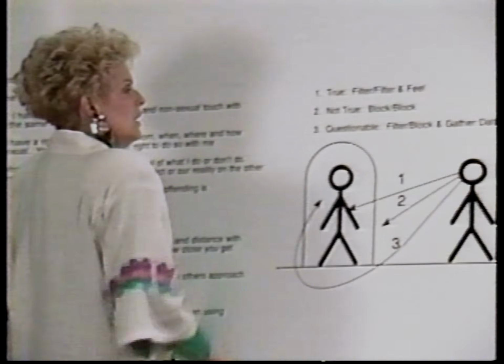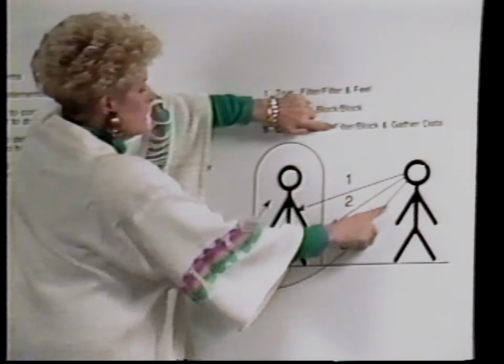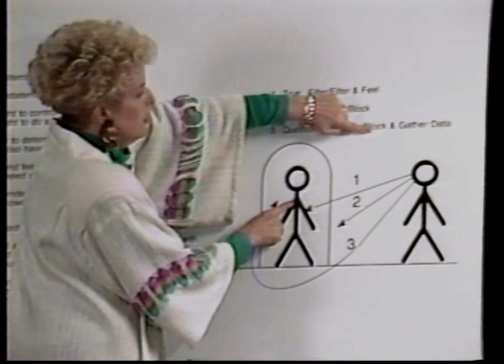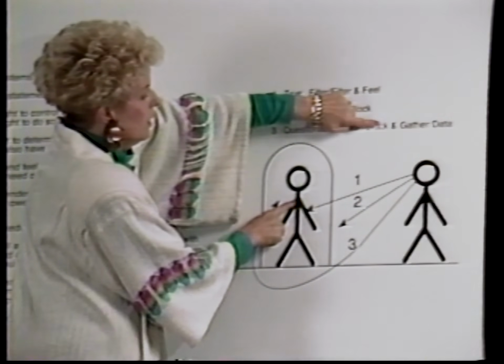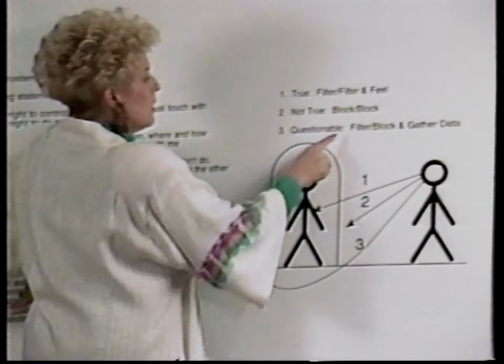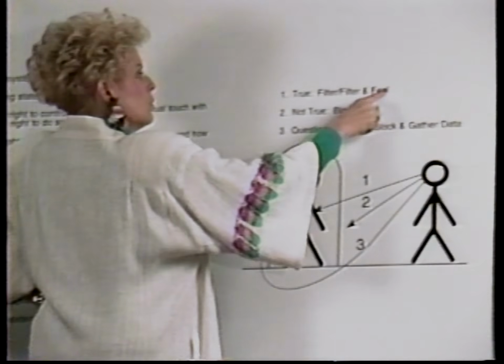If he determines, I can't figure out whether this is true or not, what he is to do is filter it through the external boundary, block it at the internal boundary, not take it in, and go back and get more data about the situation so he can eventually move it from questionable to not true or questionable to true.